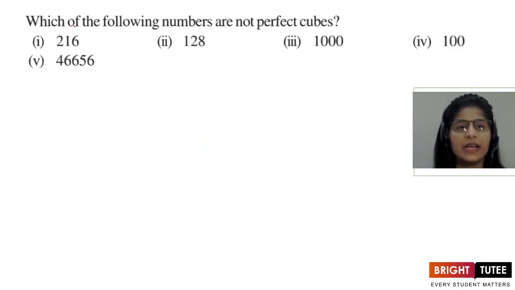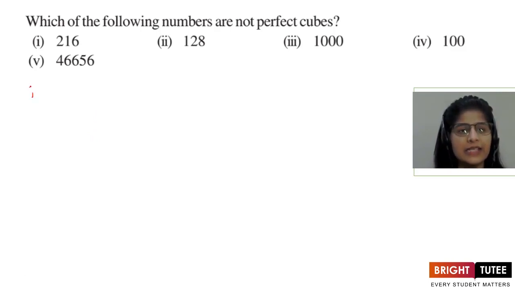Just to see here, it is asking which of the following numbers are not perfect cubes. Out of these 5 parts which are given here, 216, 128, 1000, 100 and 46,656, which one of them is not a perfect cube? Let us try the method of prime factorization and find each and every part.